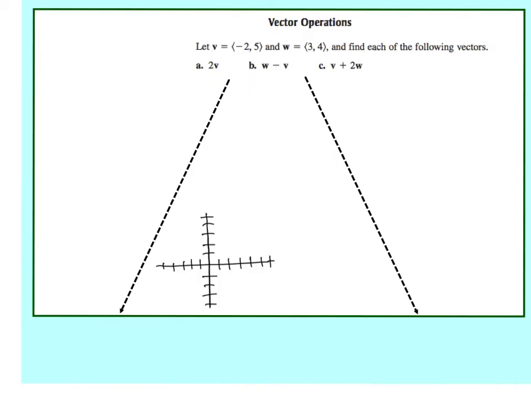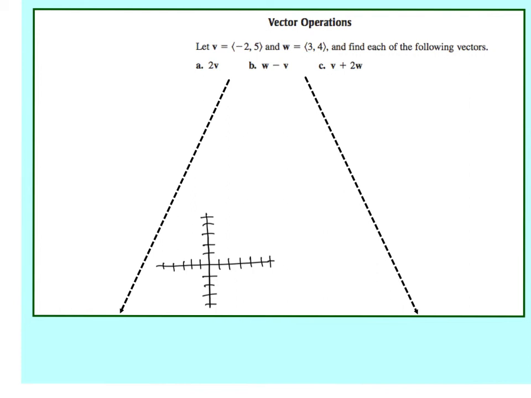All right, write this one out. I have vector v is -2, 5, and vector w is 3, 4. We're going to go back to 7th grade math at the beginning. So, first of all, what's vector v doing? It moves which way? Left and up. And vector w moves what? Right and up. All right.